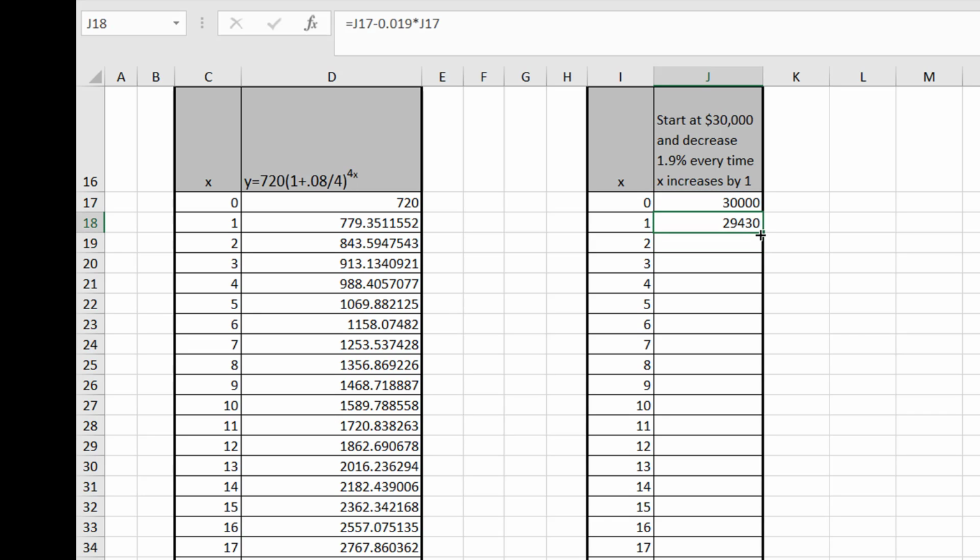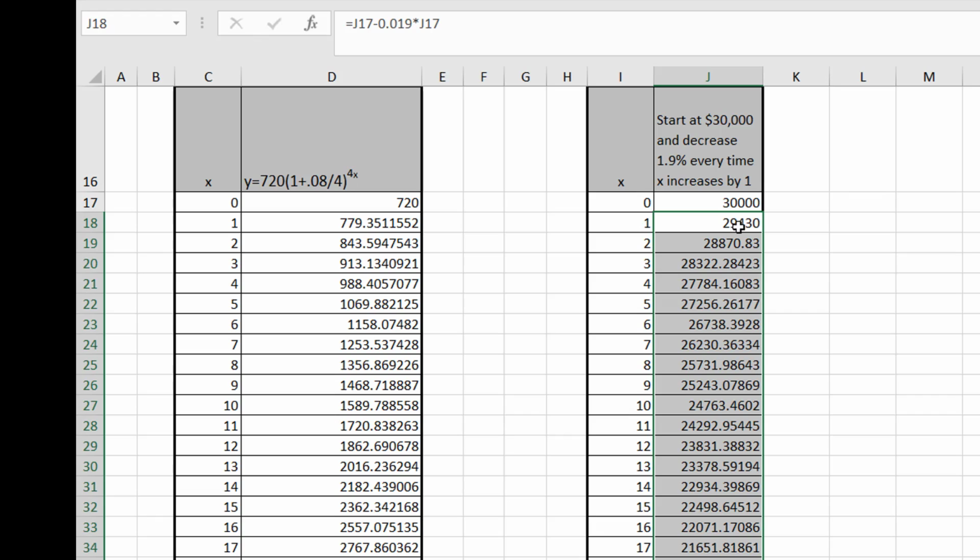If I now drag that formula all the way down, notice if I click in the cell where x is 2, it's now taking J18, so the cell above it, minus 1.9% times cell J18. So every time it's taking the cell above it minus 1.9% of the cell above it. So it's decreasing it by 1.9%.